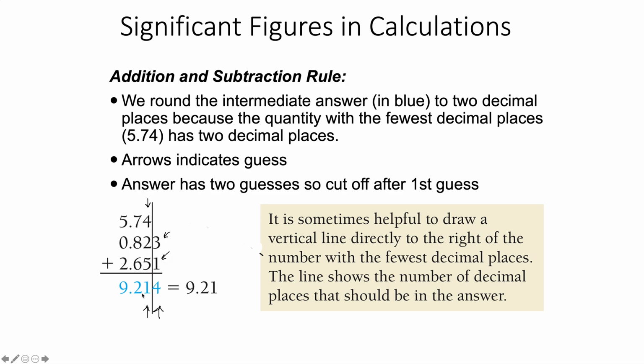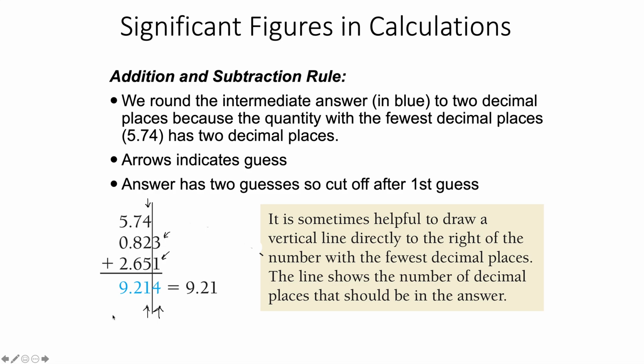So when I add these up, you see how I have a guess. The 1 and the 4 are guesses, but I only get one answer. I only get one guess. I'm only as precise as my least precise measurement. So I have to cut off my answer to the decimal place, which is the hundredths place. So 9.21 is a more correct answer than 9.214.